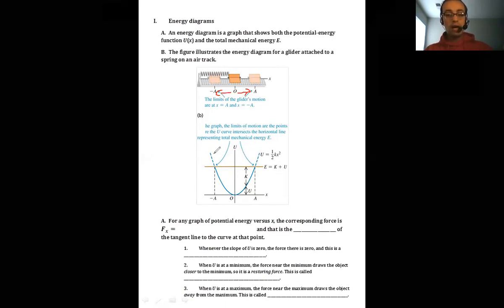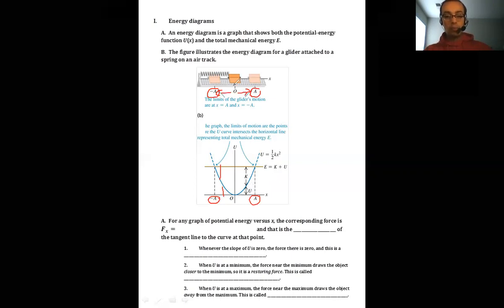And in the graph, the limits of the motion are at negative A and positive A. So we're only talking about this particular region that we've outlined here. And you can see that the potential energy is on this very nice curve here. So the distance from this curve upwards to the total amount of energy in the system is equal to the kinetic energy, whereas everything underneath the curve is equal to the potential energy.